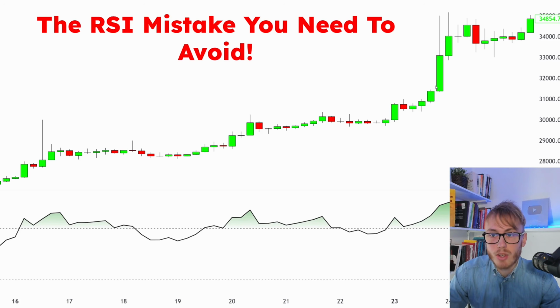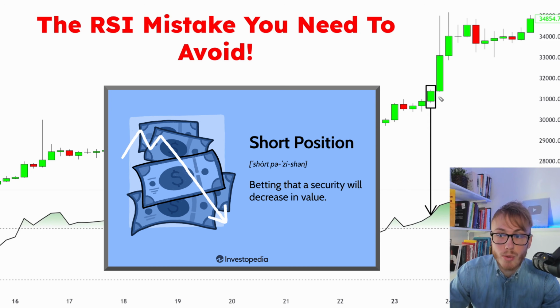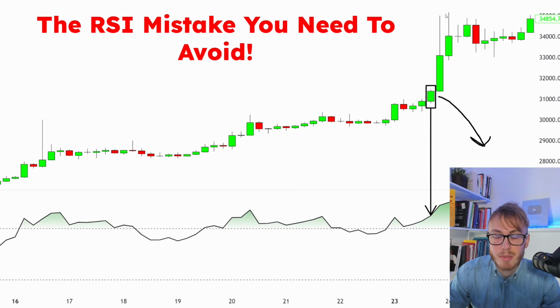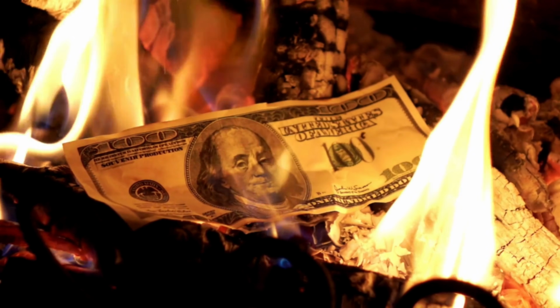So let's just say that you are a trader and the price is currently right here. You look down to the RSI and you see that the RSI is very overbought. So you see this as an opportunity to go short, or in other words, bet that the market will go down. But after this moment, the price continues to explode higher. And you can see that already on the next candle, the price reached a point all the way up here. So this would have led to a big loss.